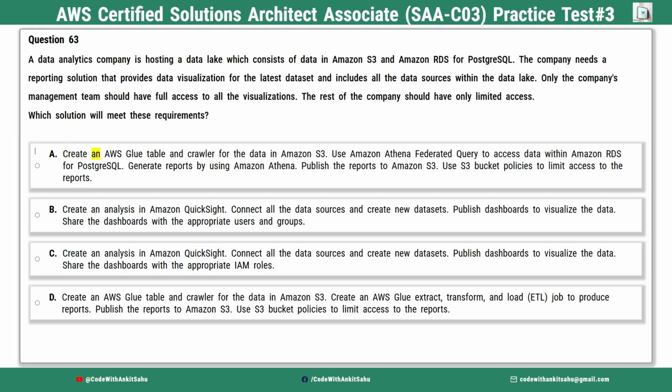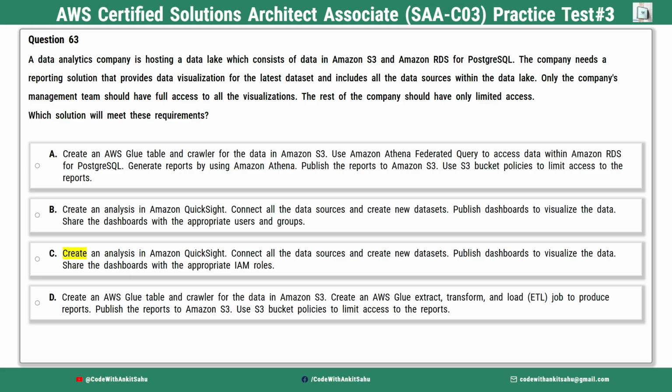Option A. Create an AWS Glue table and crawler for the data in Amazon S3. Use Amazon Athena Federated Query to access data within Amazon RDS for PostgreSQL. Generate reports by using Amazon Athena. Publish the reports to Amazon S3. Use S3 bucket policies to limit access to the reports. Option B. Create an analysis in Amazon QuickSight. Connect all the data sources and create new data sets. Publish dashboards to visualize the data. Share the dashboards with the appropriate users and groups.